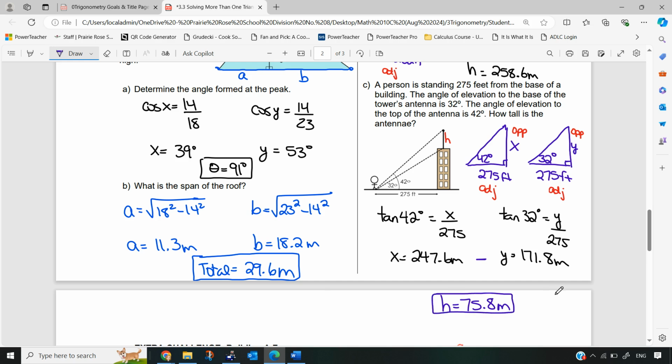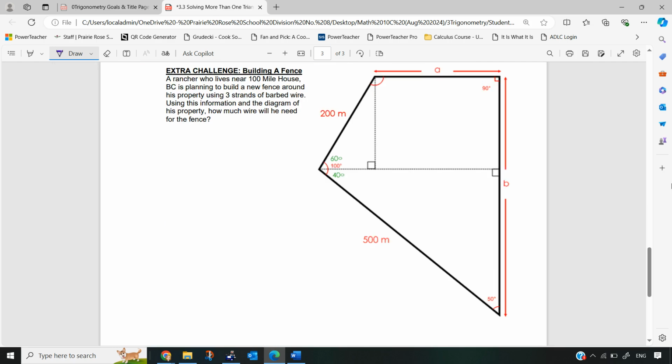Again, it's important that we always remember to keep our values exact in our calculator and only round at the very end. If you're feeling extra confident about your trig skills, take on this challenge. A rancher who lives near 100 Mile House, BC, is planning to build a new fence around his property using 3 strands of barbed wire. Using this information and the diagram of his property, how much wire will he need for the fence? Pause the video, try it out, and then come back and check your answer.